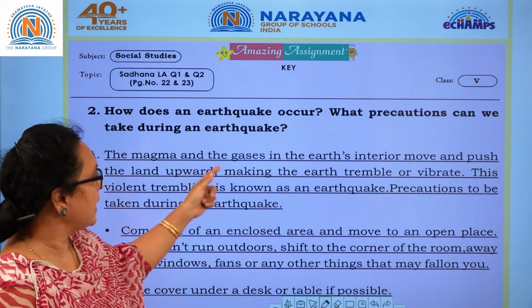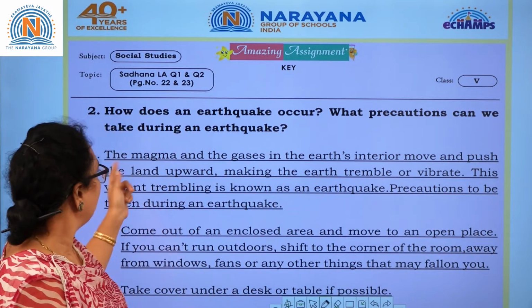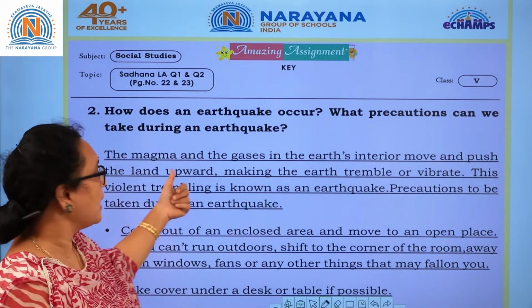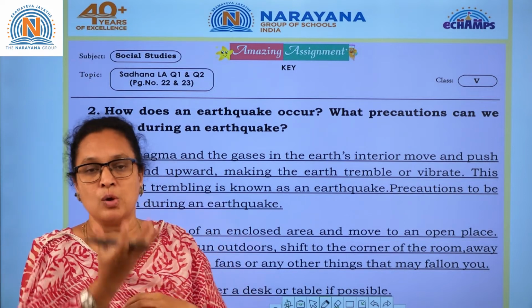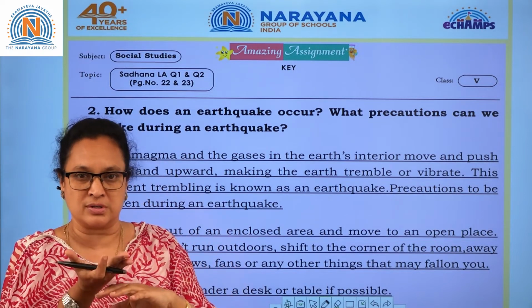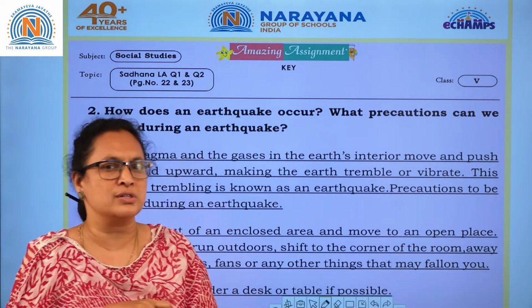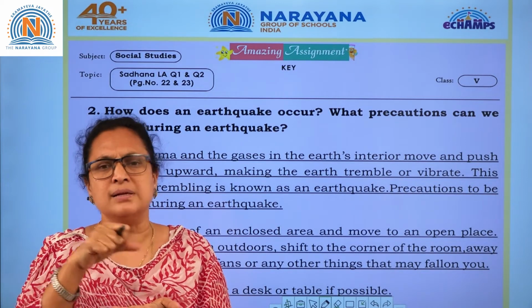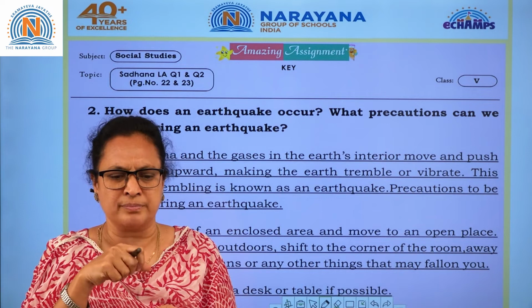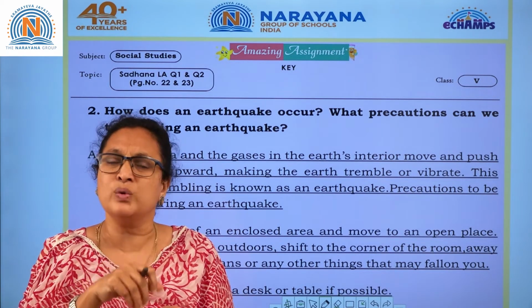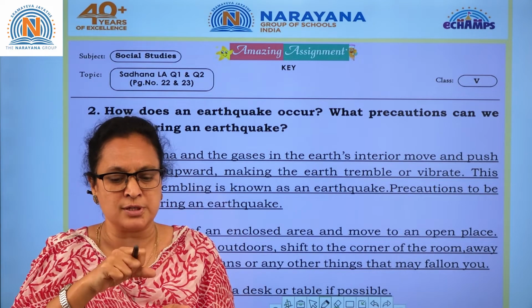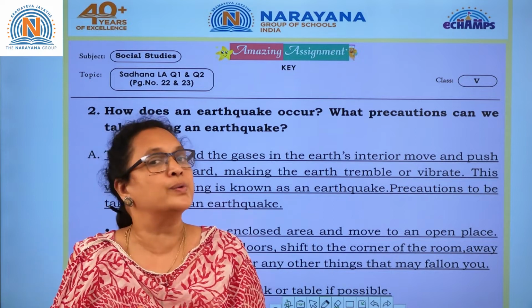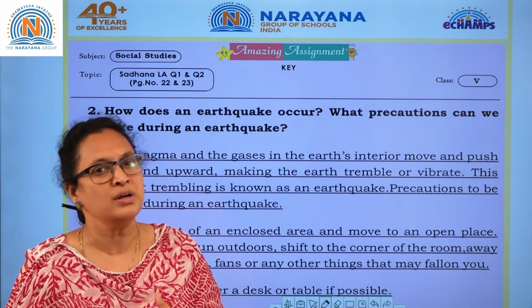The magma and the gases in the earth's interior move and push the land upwards. As I said, when the magma comes out from the interior of the earth, it pushes upwards. You can do the experiment yourself. You boil water in a vessel and lid it up and sprinkle some mustard seeds or some sand particles, and you can observe that the sand particles or mustard seeds scatter. Why is it scattering? Because of the heat. You can understand why the earthquake occurs when there is more heat in the interior of the earth.